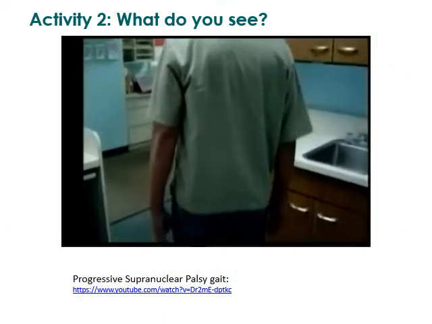Let's take a look at this video of walking patterns of people with progressive supranuclear palsy. Consider what are the differences from the videos of people with idiopathic Parkinson's.